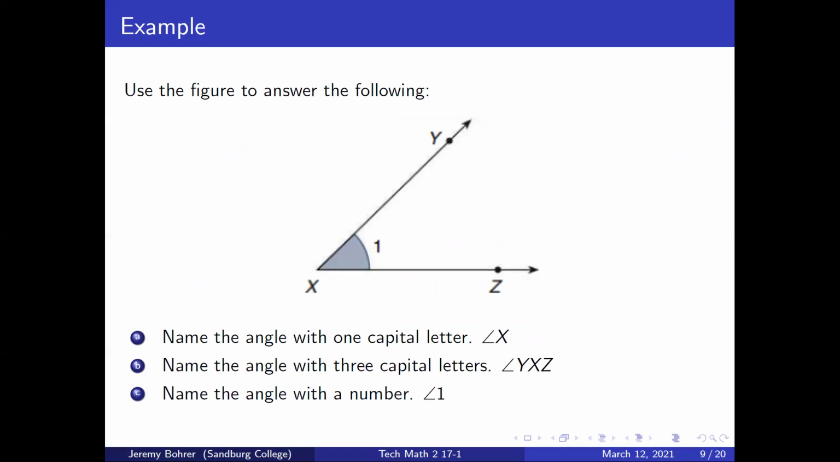Use the figure to answer the following. Name the angle with 1 capital letter. That is angle X. Name the angle with 3 capital letters. We could call this angle YXZ or angle ZXY. Either one is just fine. And we can name the angle with a number. It would be angle 1, since there is that 1 inside the angle.